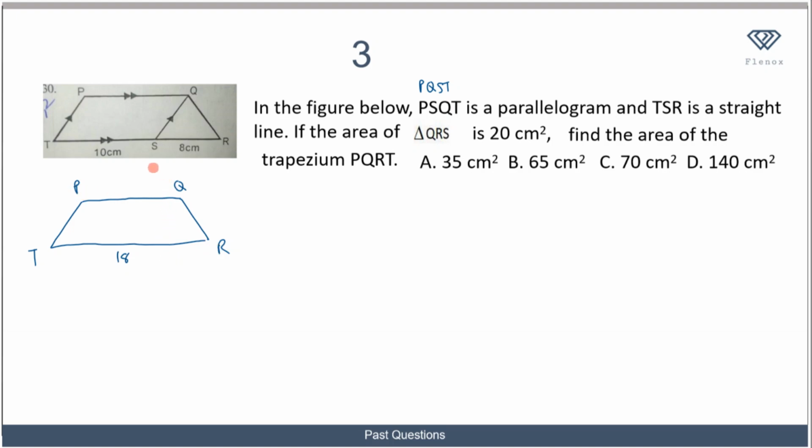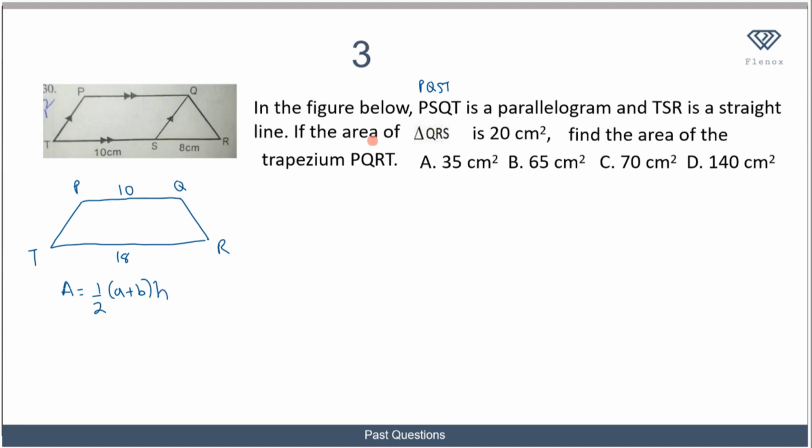What about PQ? I'm told that PQST is a parallelogram. And what does that mean? It means that the opposite sides are equal in length. And since I know that the length of TS is 10, then definitely the length of PQ must also be 10. So the length here also is 10. So the area of a trapezoid is given by what? Half into bracket A plus B times the height, where A and B are the lengths of the opposite parallel sides. So in this case, A is 10 and B is 18. But I don't know my height.